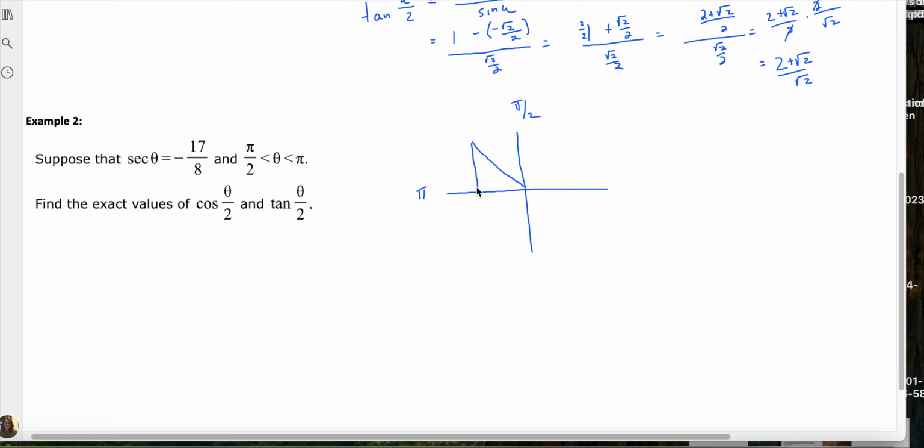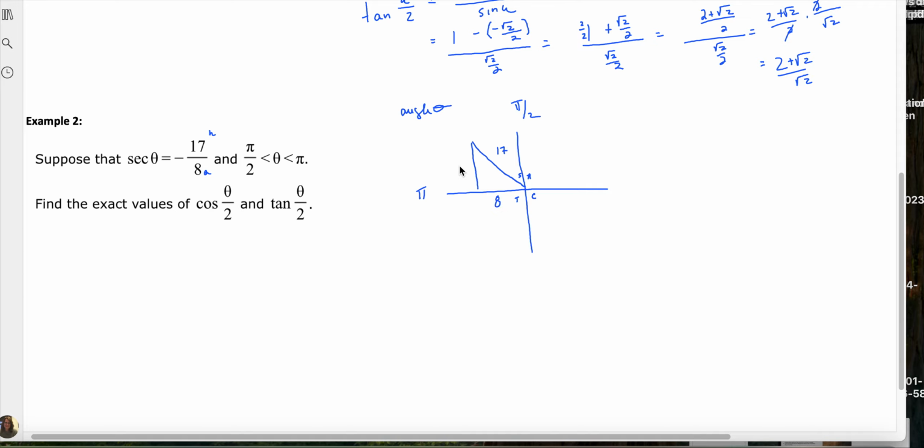And remember, this is for angle theta. Secant would be hypotenuse over adjacent, and notice that it's negative, which is consistent with what we know about quadrant 2, right? This is CAST, so only sine and cosecant would have positive values. So the hypotenuse is 17, and this would mean the adjacent side is 8. So that would be this.